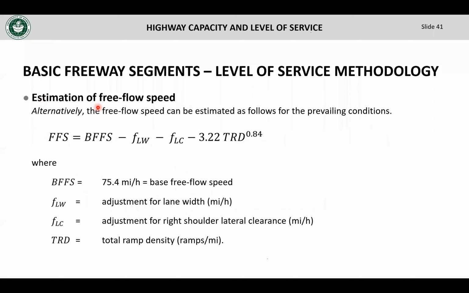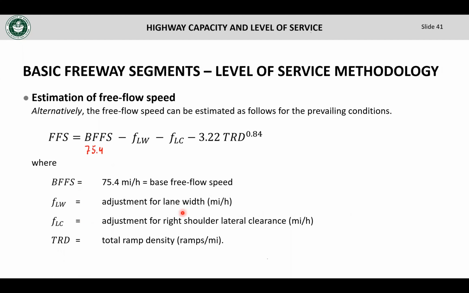If you have to estimate the free flow speed using the Highway Capacity procedure, the first thing you're going to do is assume a base free flow speed. And the base free flow speed is always 75.4 miles per hour. So that's what we call the base free flow speed. You start with that value, you put 75.4 in there. And then we're going to adjust that value by the things that we have been talking about.